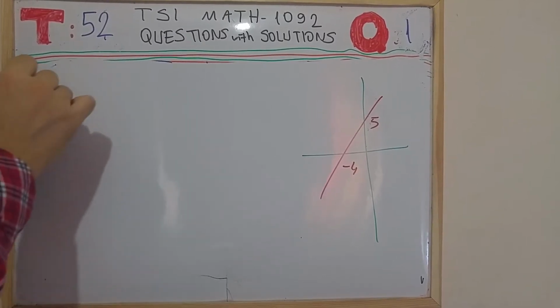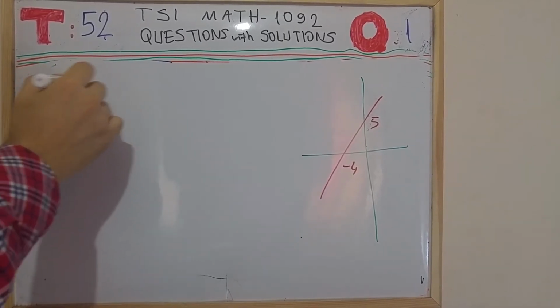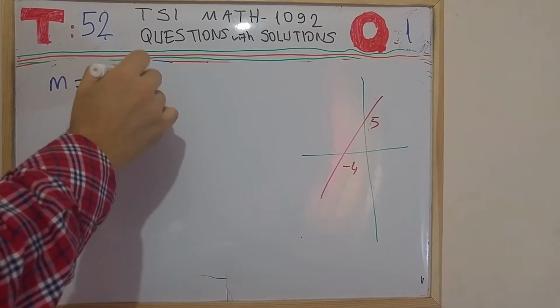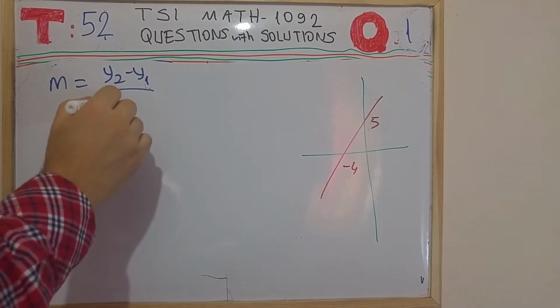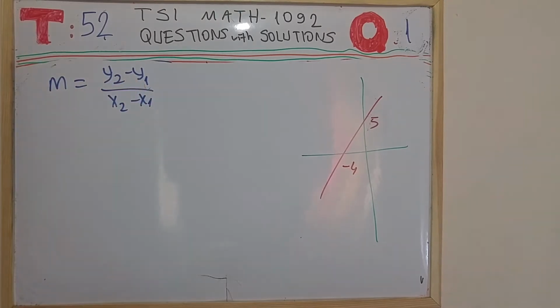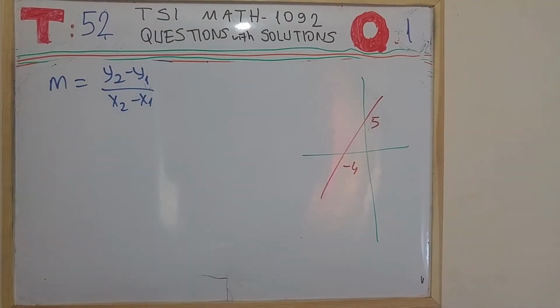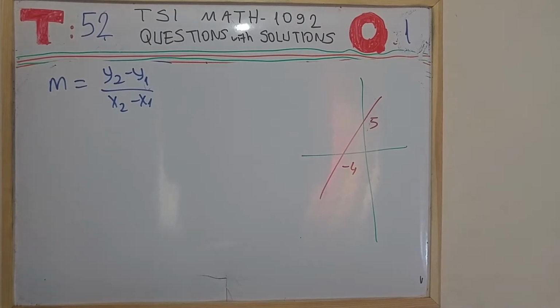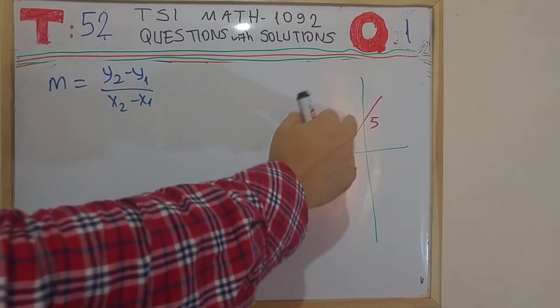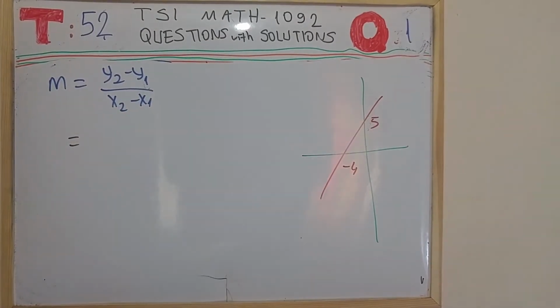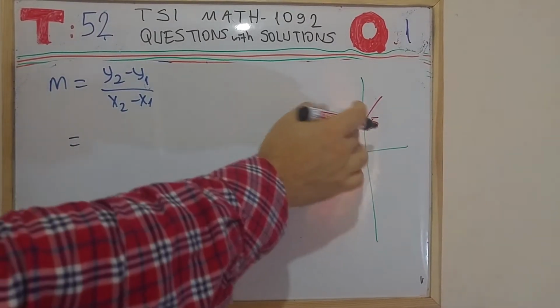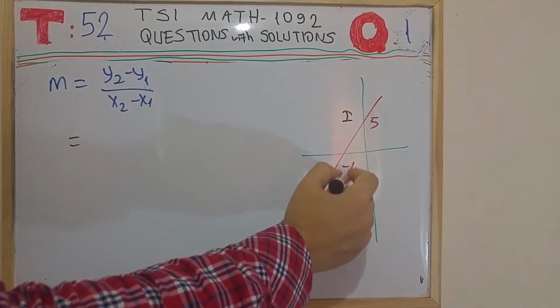We're asked to find the slope of this line, and we know the slope is calculated by y2 minus y1 over x2 minus x1. We can choose any point as x1 and the other one as x2. For convenience, let's say this point is point 1 and this is point 2.